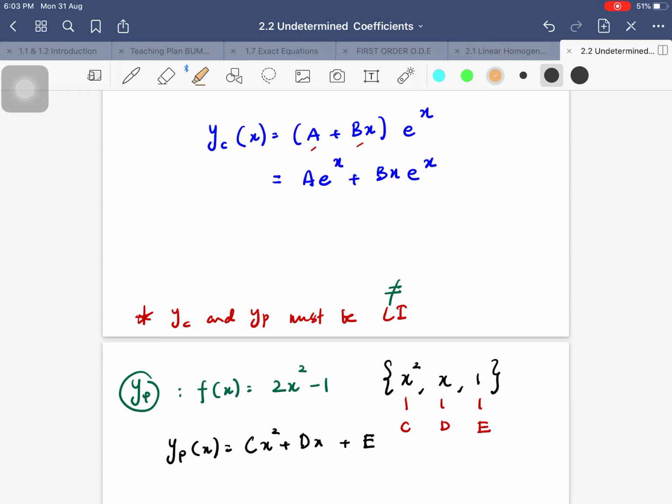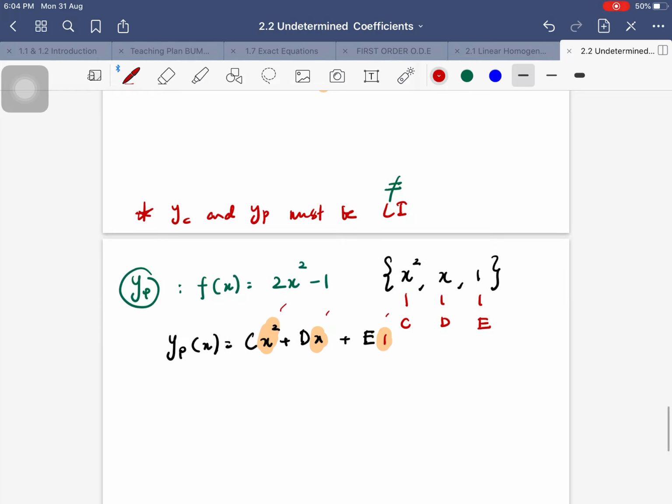So now I'm going to start comparing all the elements. So here I'm going to have exponential x, x exponential x. Remember, only remove a, b, c, d, and e, or whatever that is. So this is going to be x squared, this is going to be x, and this is actually e multiplied by 1. It's not e by itself, it's actually e multiplied by 1. When I compare all of them, this is exponential x, x exponential x, x squared, x, and 1. None of them are the same. So automatically they are linearly independent. So yes, I can use this as my yp.